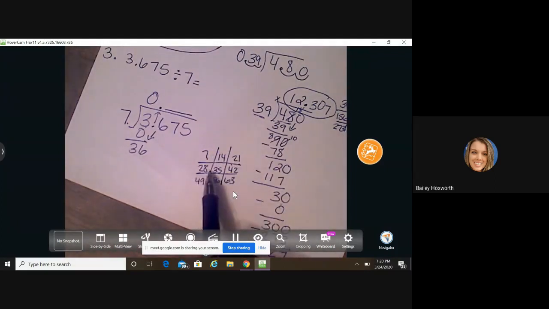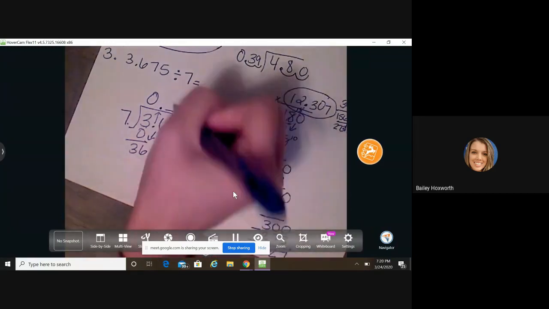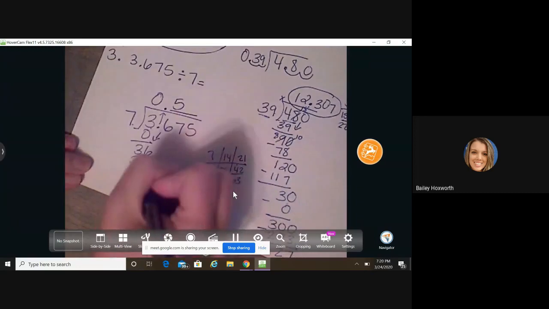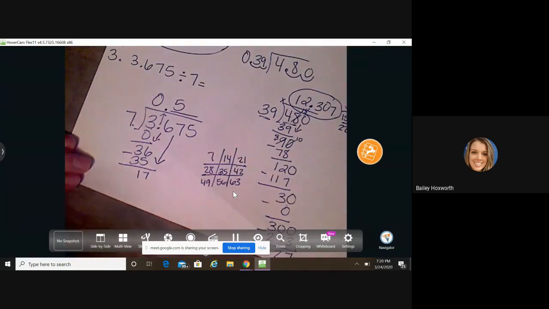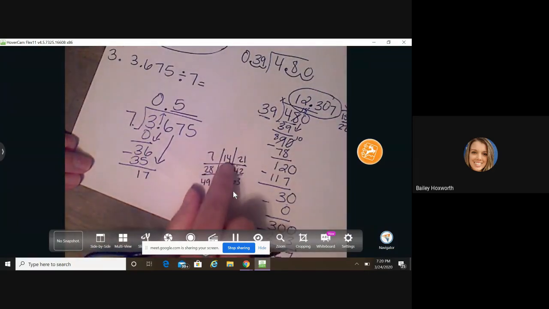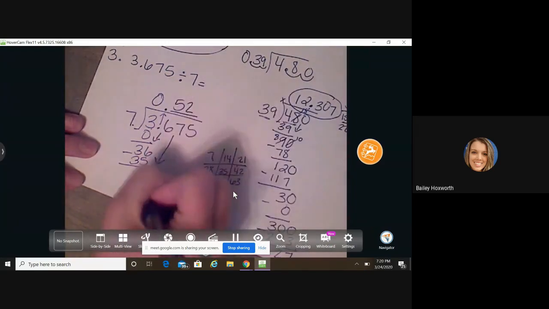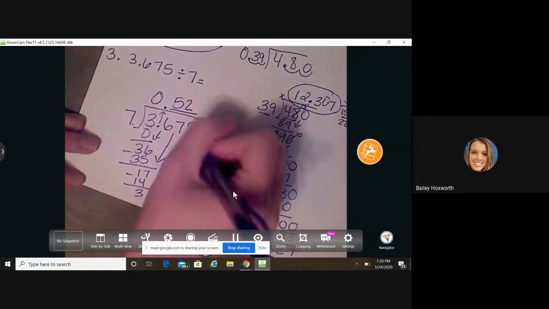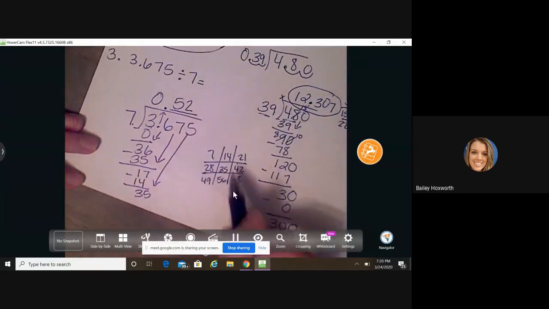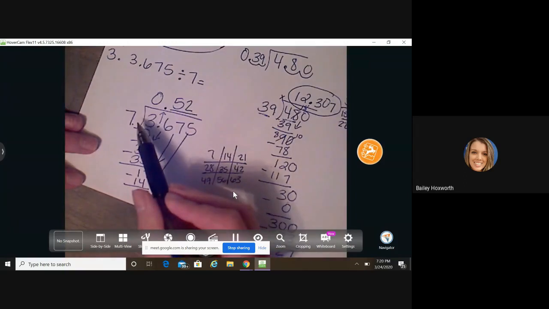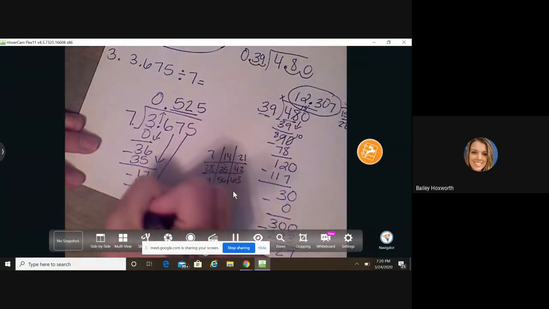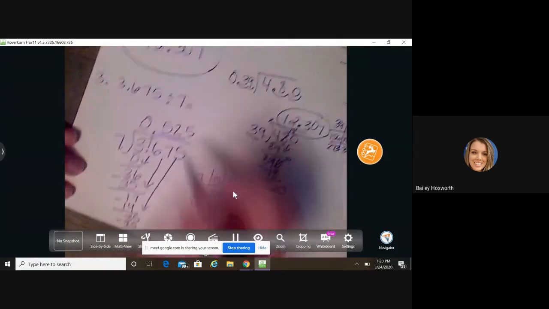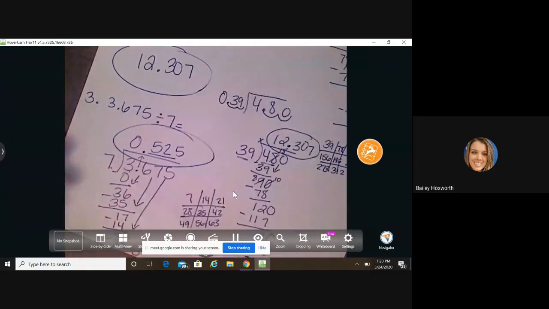1, 2, 3, 4, 5. 6 is too big, so 5 times. 5 times 7 is 35. When I subtract, I'm left with 1. Bring down my 7. How many times can 17 be divided by 7? 21 is too big, so 2 times. 2 times 7 is 14. When I subtract, I got 3. Bring down my 5. How many times can 35 be divided by 7? 5 times. 5 times 7 is 35, and I'm left with 0 as a remainder. So my answer for this one is 0.525.